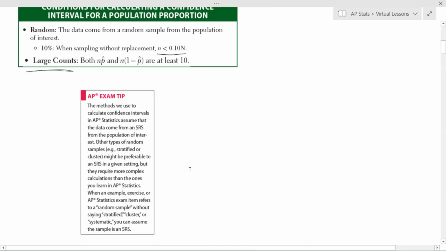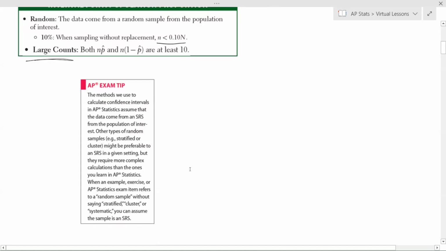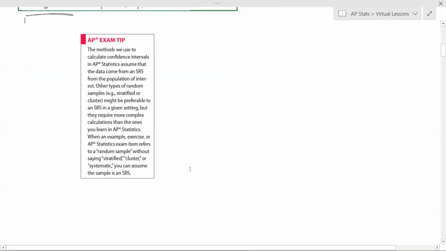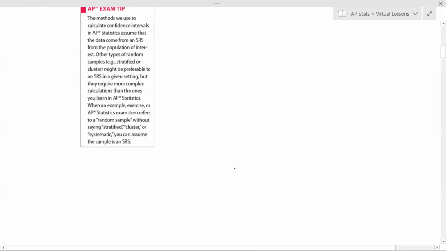Okay. And so here we have an AP exam tip. The methods we use to calculate confidence intervals in AP stats assume that the data come from a simple random sample from the population of interest. Other types of random samples, for example, stratified or cluster, might be preferable to a simple random sample in a given setting, but they require more complex calculations than the ones we're going to learn in this class. So when we are talking about an example or an exercise or AP Stats exam problem, and we refer to a random sample without saying stratified, clustered, or systematic, you can assume that the sample is a simple random sample.